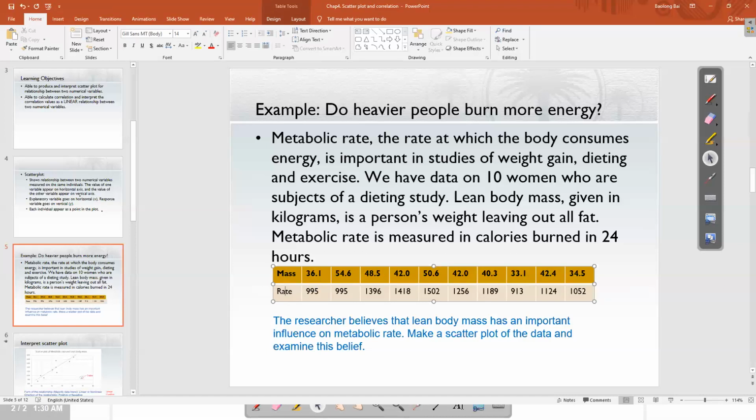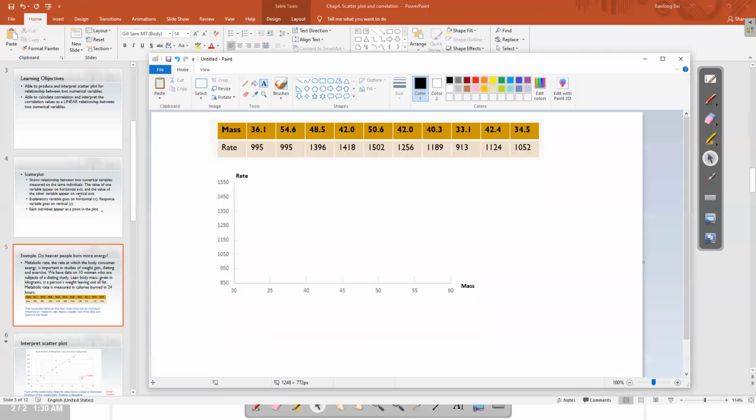So then how do I draw a scatter plot? Let's look at an example here. When you draw a scatter plot, first you need to prepare the axes. You have the x-axis as the mass and the y-axis as the metabolic rate.